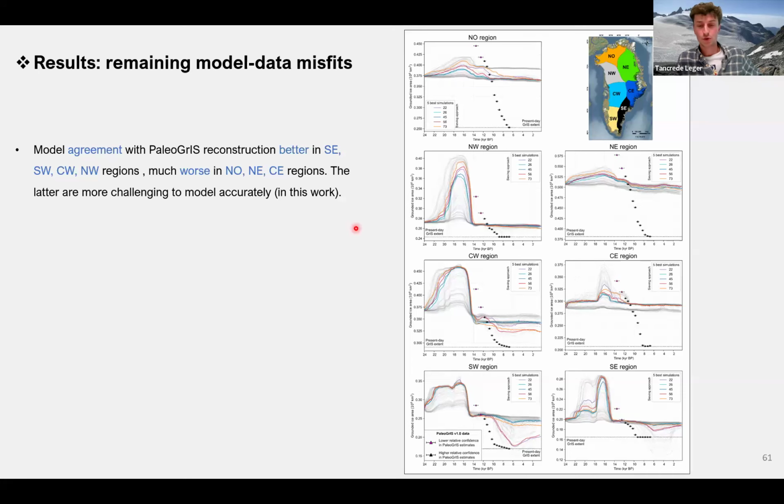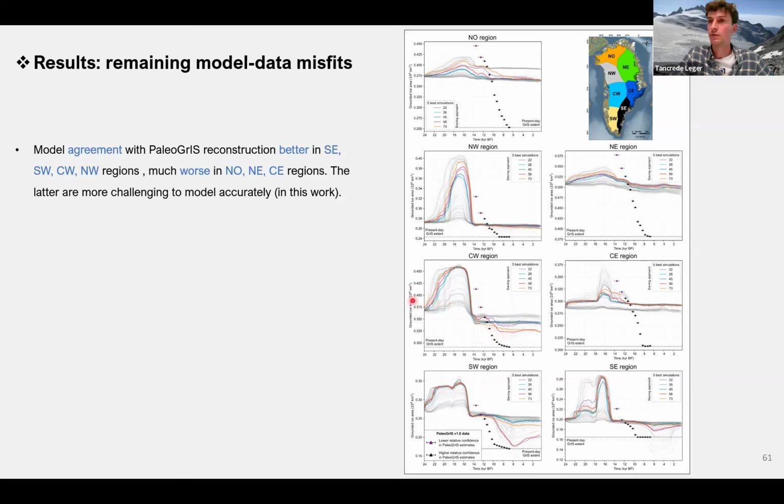Okay, speaking of model data misfits, earlier in the talk I talked briefly about this misfit between our ensemble and the paleoGrIS data. But what's actually interesting is to look at it regionally. If we divide the ice sheet into these 7 regions again, the same 7 regions as before, we see that we have much better model agreement between the paleoGrIS reconstruction and our model in certain regions and much worse in other regions. Here, I just want you to focus on the triangles, those dots that you can see in the plots, and where they lie in relationship with the ensemble.